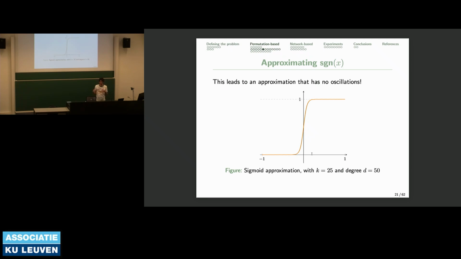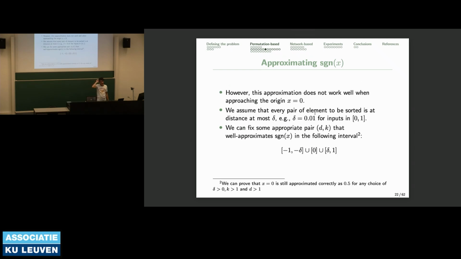So this is a polynomial. We can compute it with additions and multiplications, and that's fine. Now you might say, yeah, but what about the values close to the origin? That's fine. In fact, this approximation doesn't really work well with values approaching the origin. But we will make assumptions.